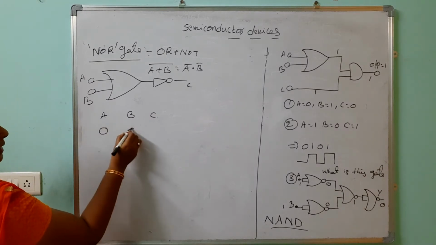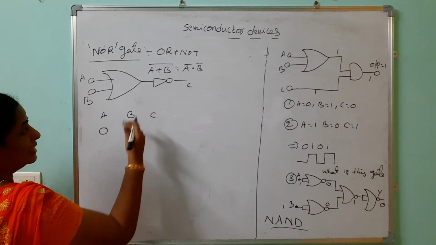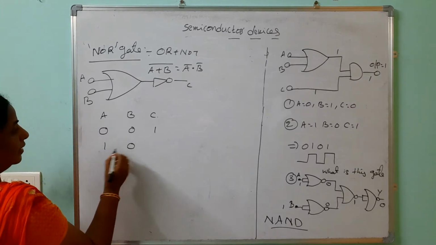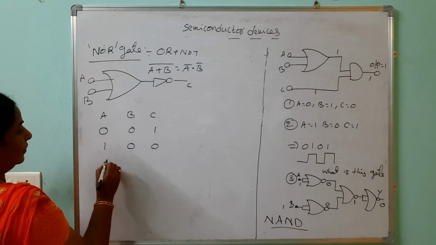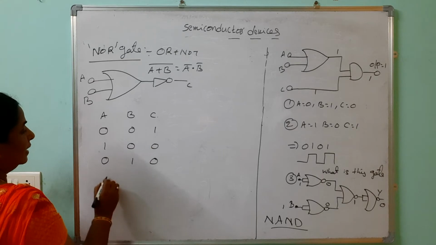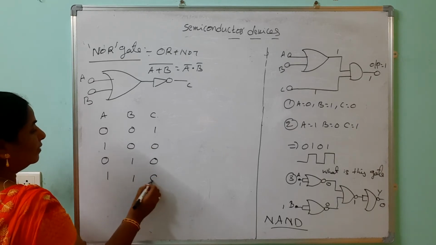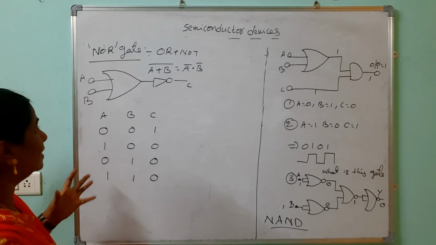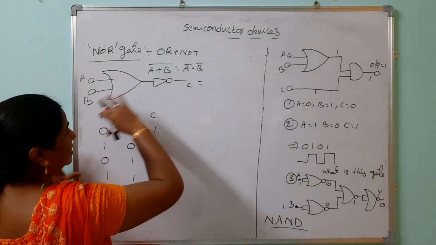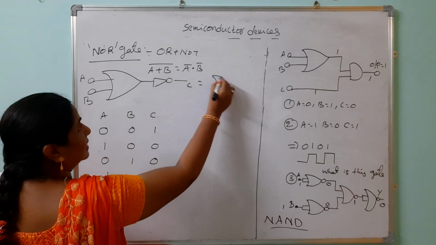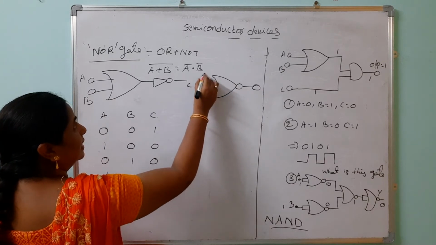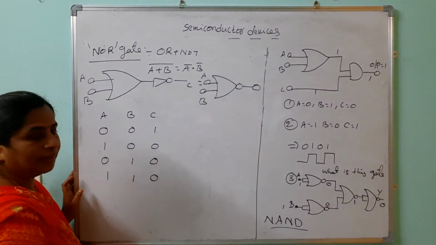See, 0 plus 0, how much? 0 only, but 0 bar equals 1. 1 plus 0, 1. 1 bar equals 0. Then 0 plus 1, 1. 1 bar equals 0. Then 1 plus 1, 1. 1 bar equals 0. You are getting just the opposite of the OR gate. And it can be drawn like this also. Here one bubble you can take. This is also what we call the NOR gate. This is about the NOR gate.